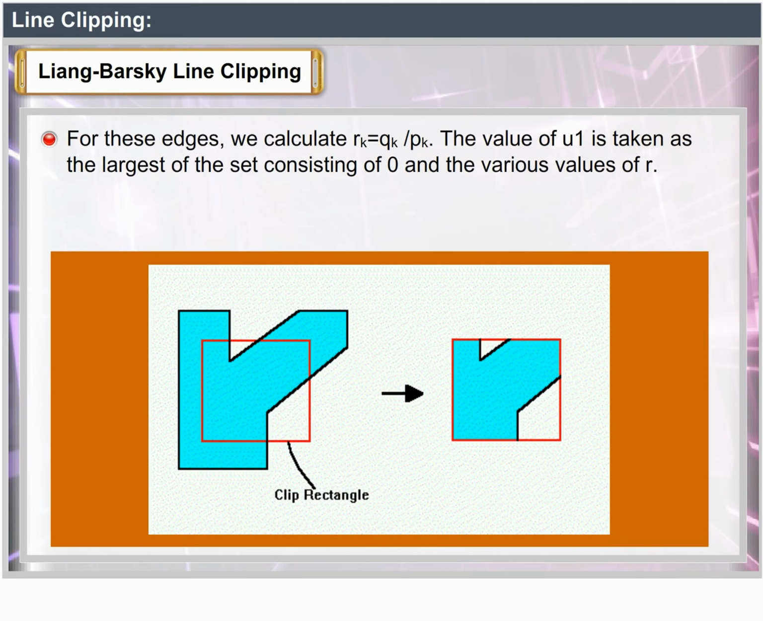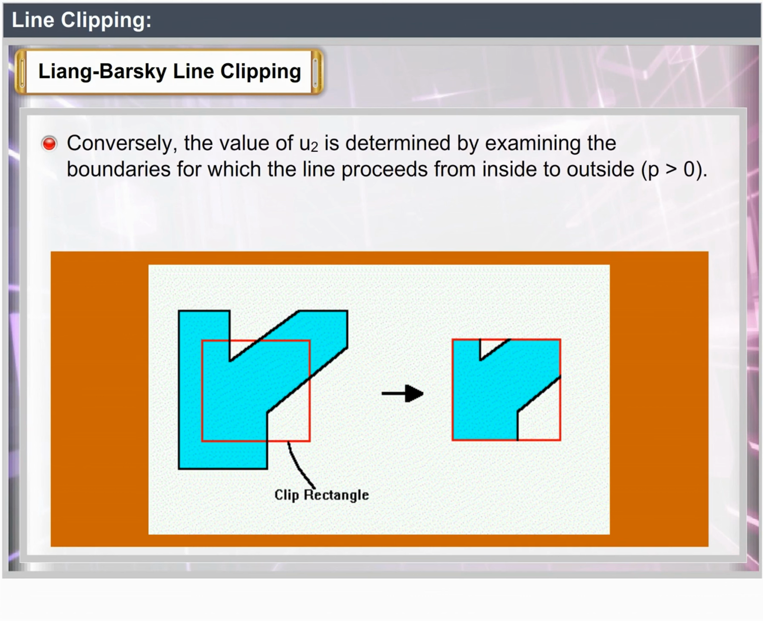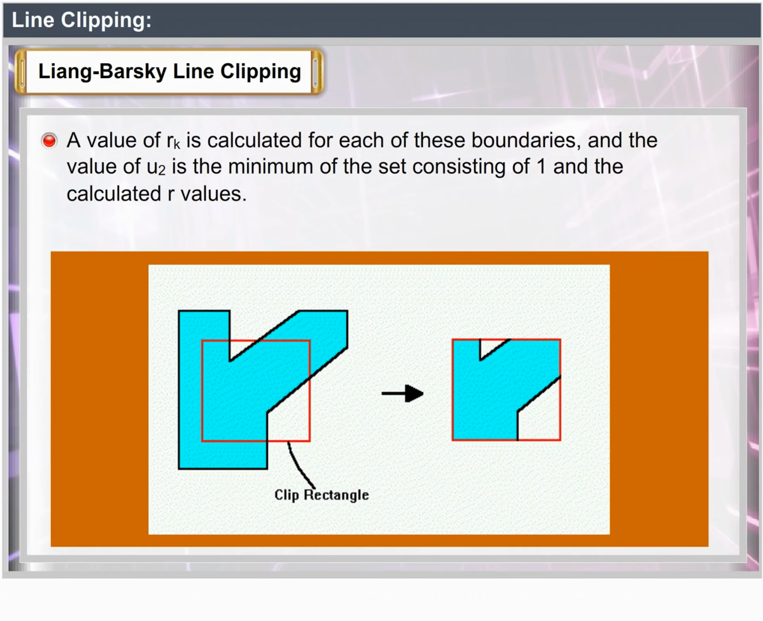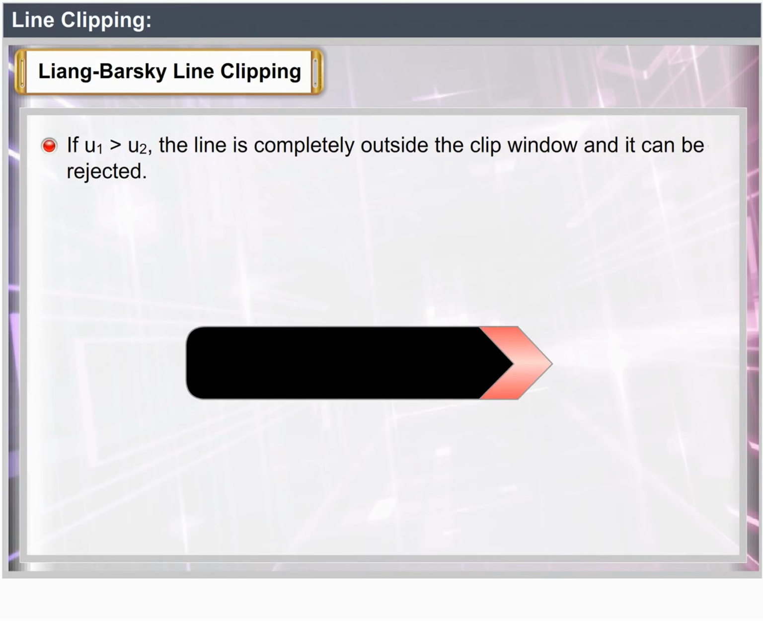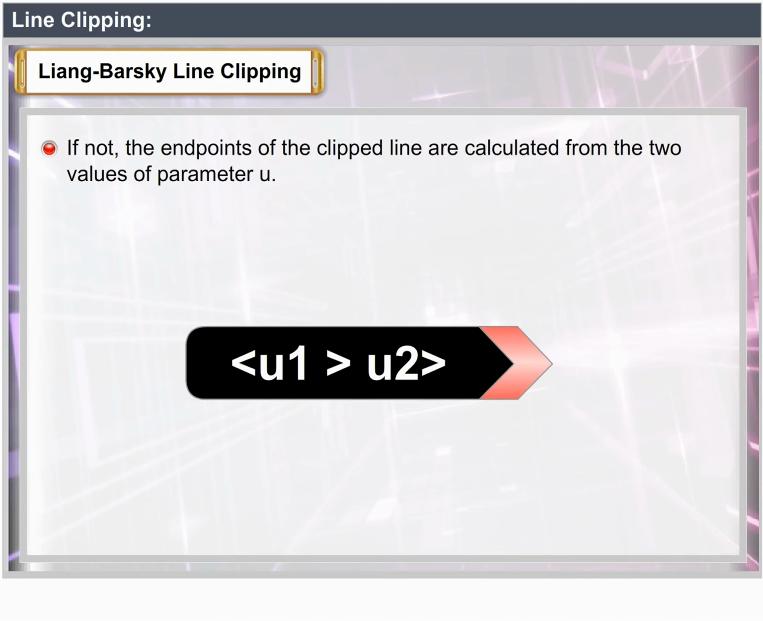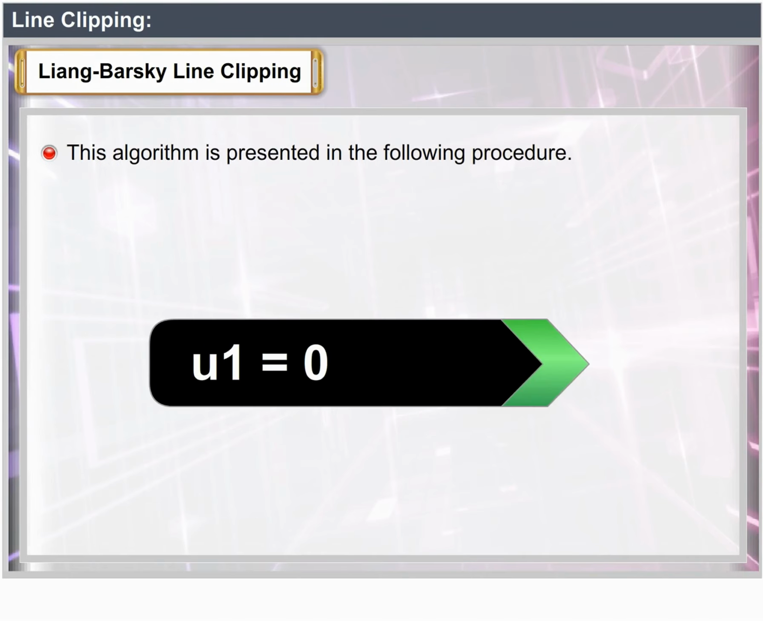Conversely, the value of u2 is determined by examining the boundaries for which the line proceeds from inside to outside, p is greater than 0. A value of rk is calculated for each of these boundaries, and the value of u2 is the minimum of the set consisting of 1 and the calculated r values. If u1 is greater than u2, the line is completely outside the clip window and it can be rejected. Otherwise, the endpoints of the clipped line are calculated from the two values of the parameter u. This algorithm is presented in the following procedure.